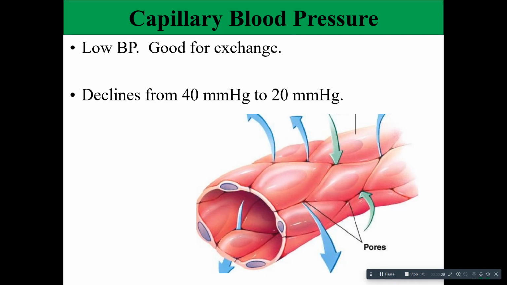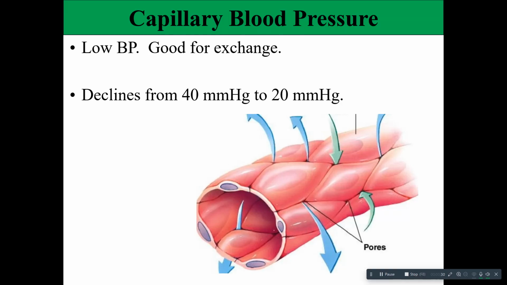So we're beginning today with capillary blood pressure. We've got a nice continuous capillary right here. Its blood pressure is generally low, from about 40 millimeters of mercury at the beginning of the capillary to about 20 millimeters of mercury at the end. And this low blood pressure is great for exchange, which we know is the big job of capillaries.